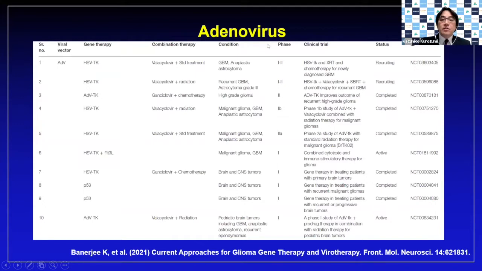These are adenovirus vector clinical trials. Several use the TK system, and another one uses the p53 tumor suppressor gene. We can put those genes into the adenovirus.